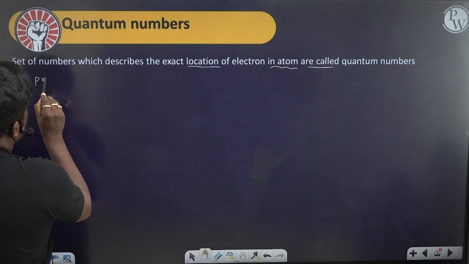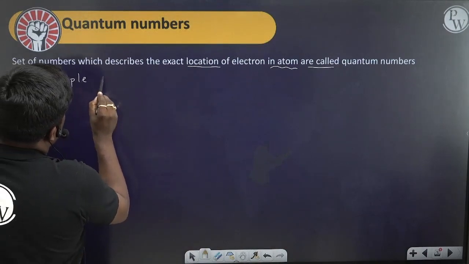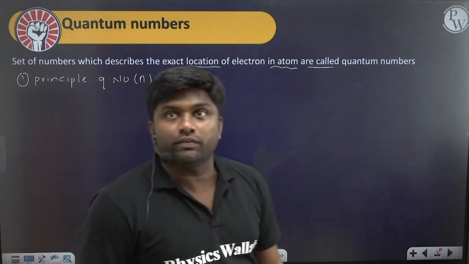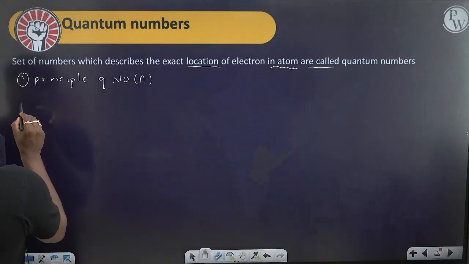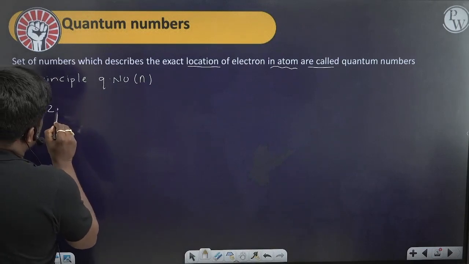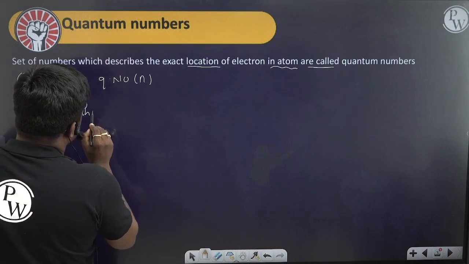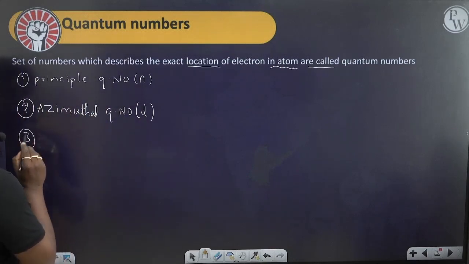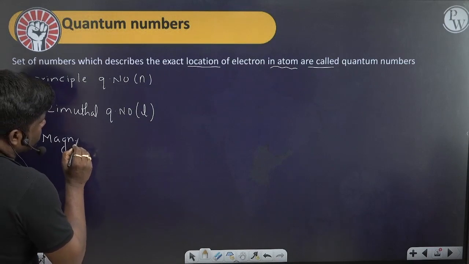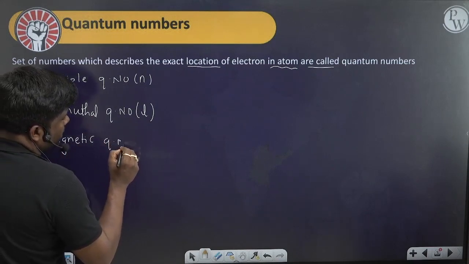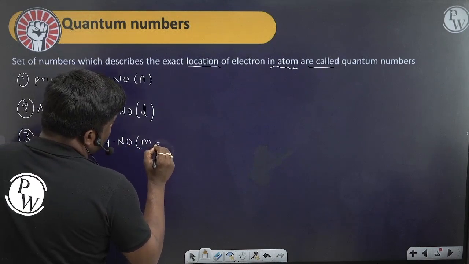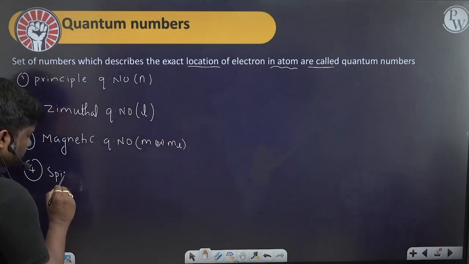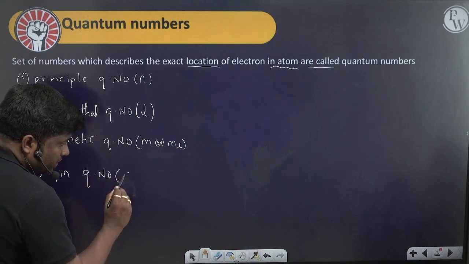One is the principal quantum number, which is denoted with the letter N. The second one is the azimuthal quantum number, which is denoted with L. The third one is the magnetic quantum number, indicated with m or ml. And the fourth one is the spin quantum number, which is represented with S.